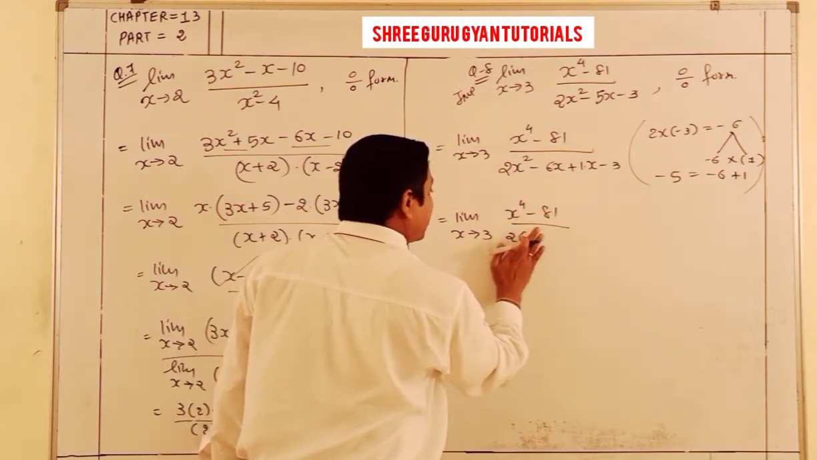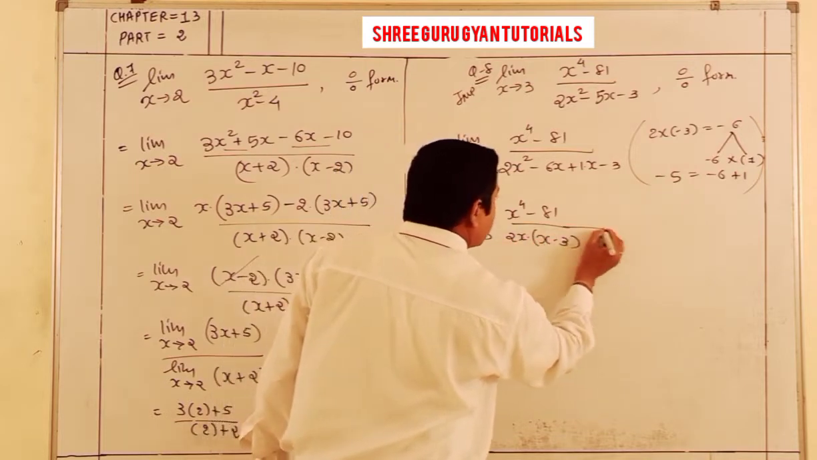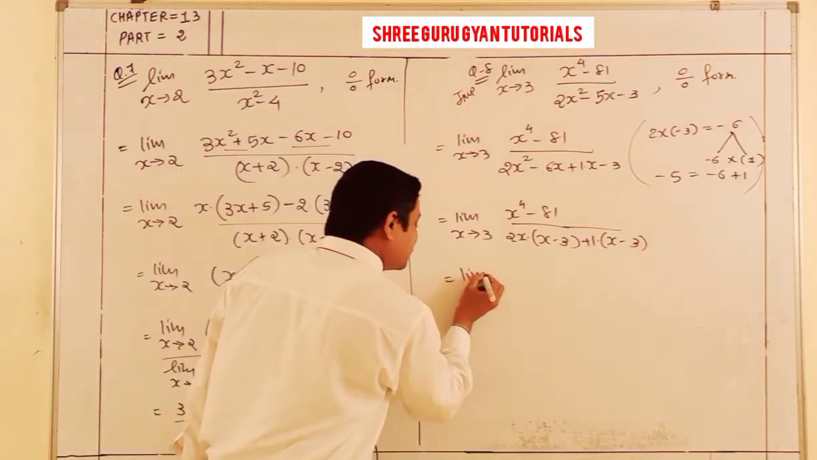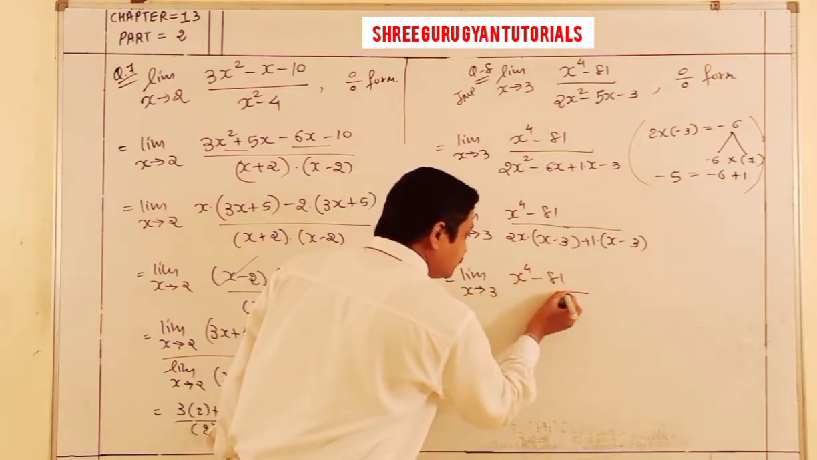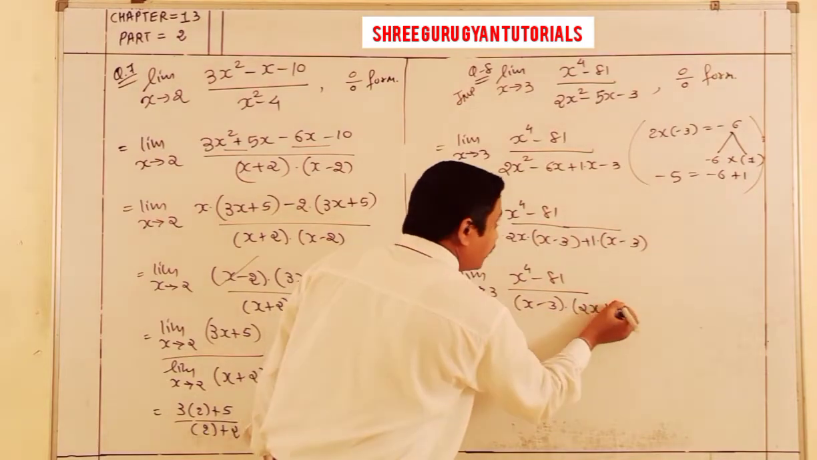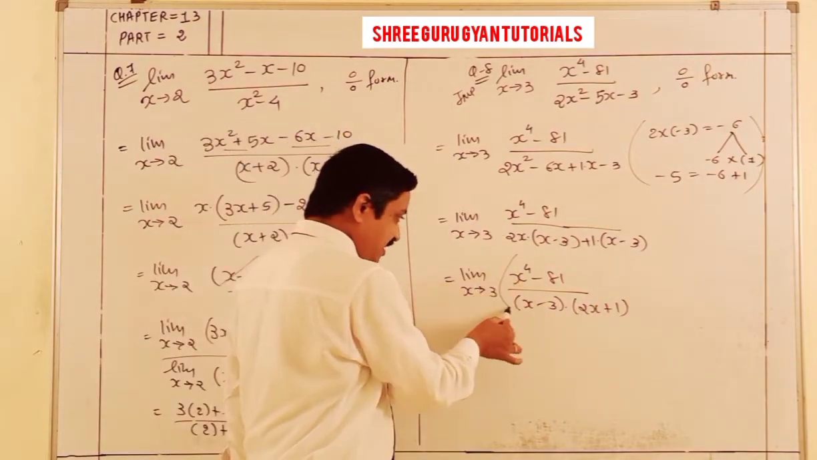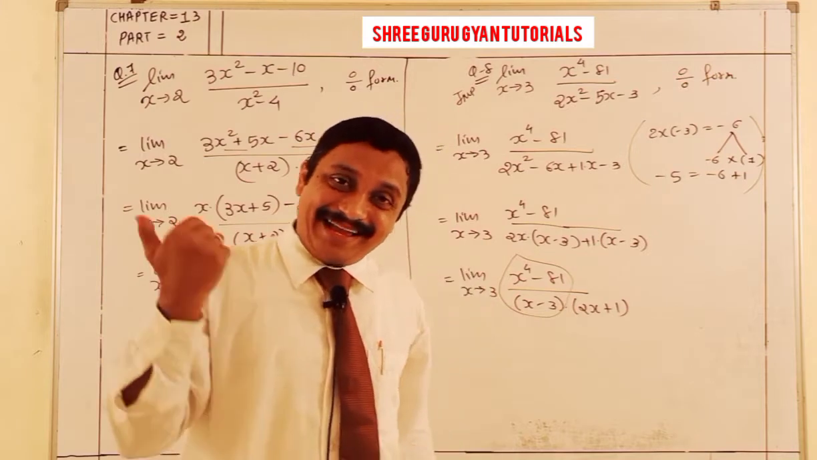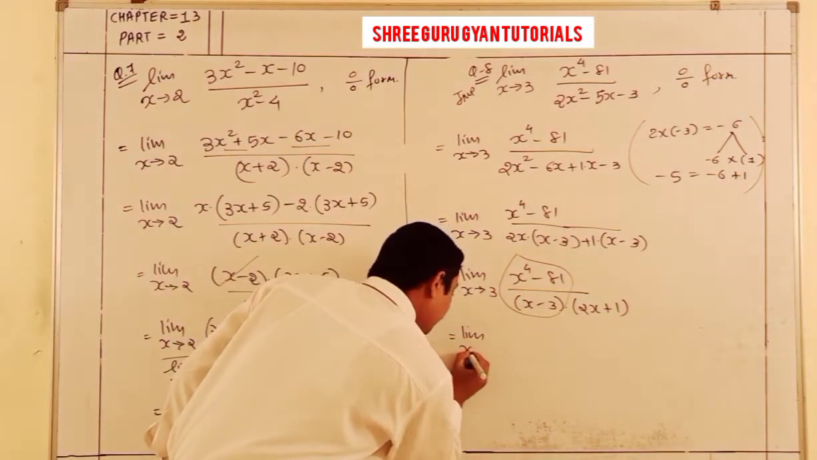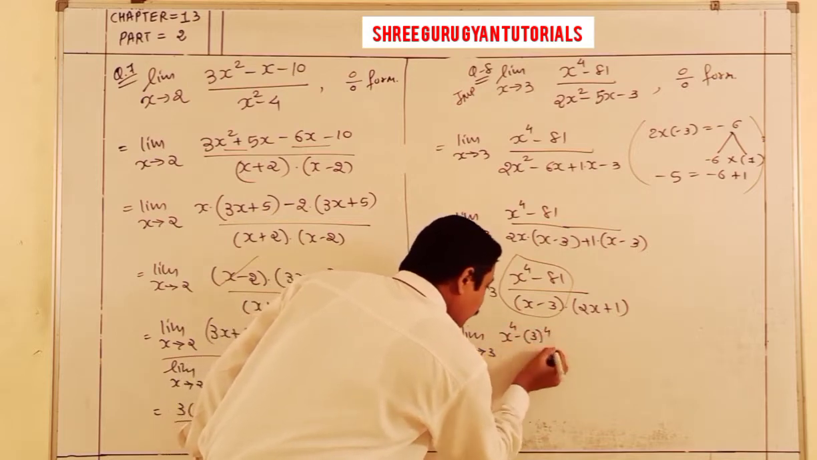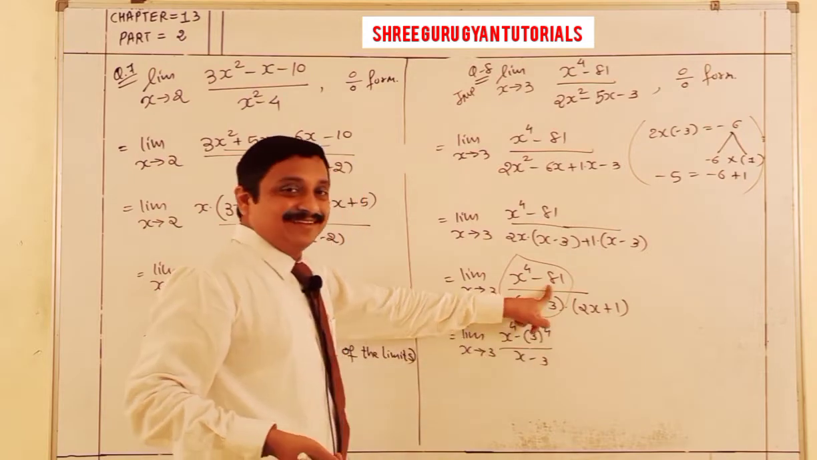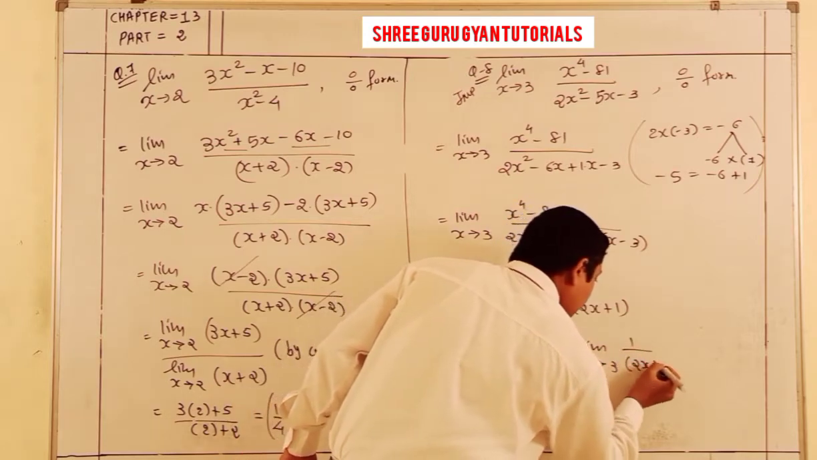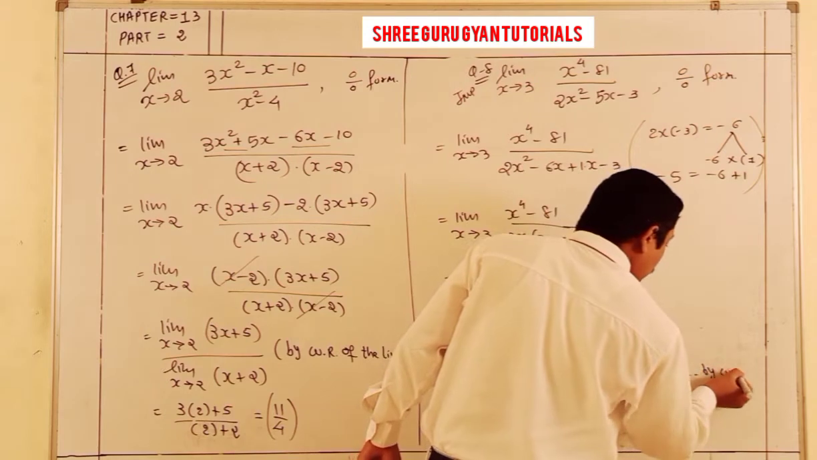2x common, so (x − 3), and minus plus 1 common, again (x − 3). So this simple way you take the factorization. One is (x⁴ − 81), another (x − 3) and one is (2x + 1). Now I will use the formula (xⁿ − aⁿ)/(x − a). So apply here in factor form (x⁴ − 3⁴)/(x − 3). 3 raised to 4 is 81, and these limits I will take separately, 1 by (2x + 1), by the working rule of limits.